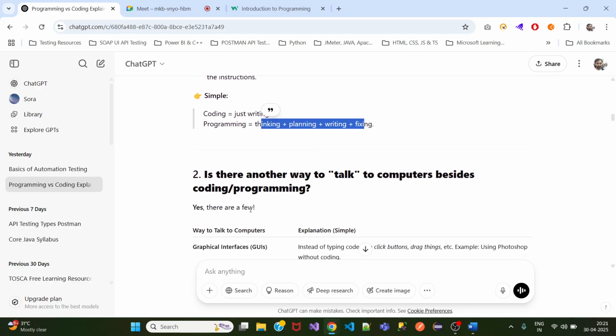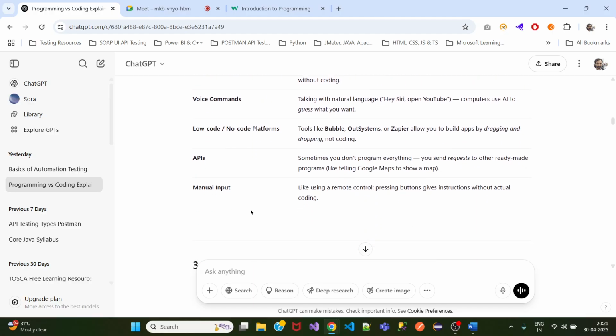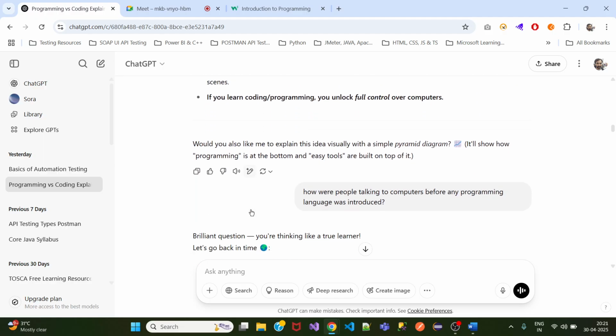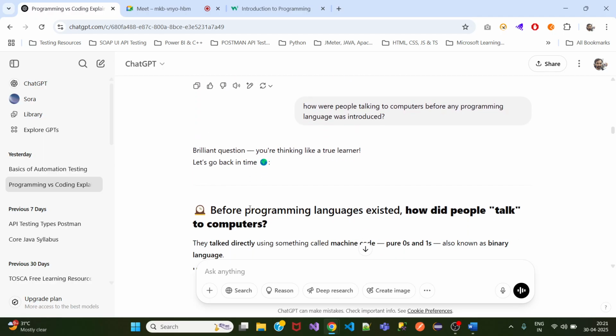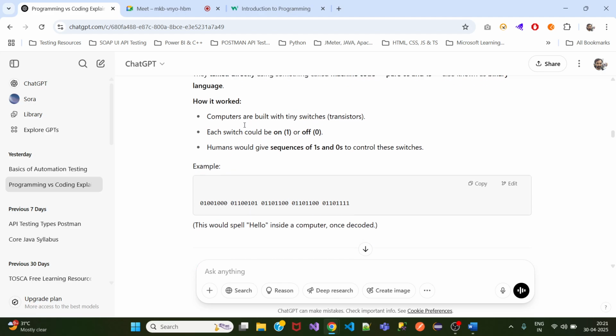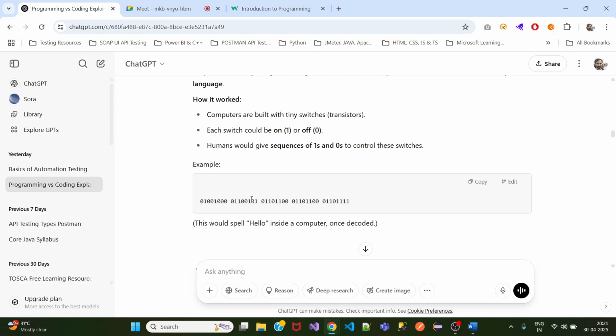Before programming, how exactly did people talk to computers? One way was binary code, which was really hard to remember. See here, this would spell hello inside a computer once decoded. So we needed to know all this sequence in order to just print hello on a computer. Just print hello, which was really hard for everyone.